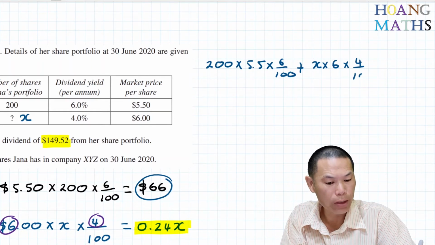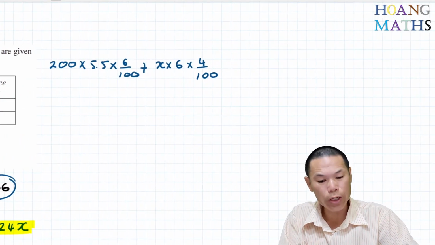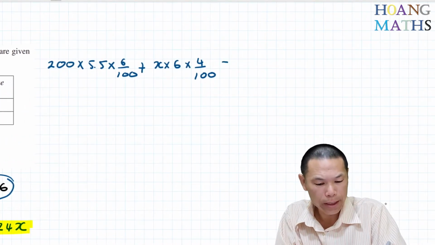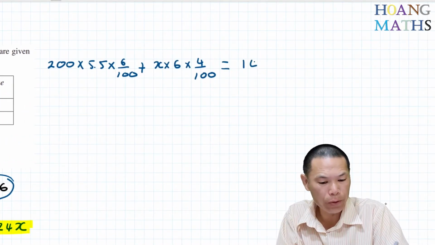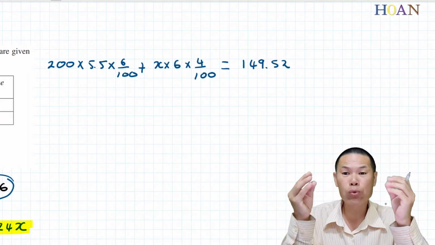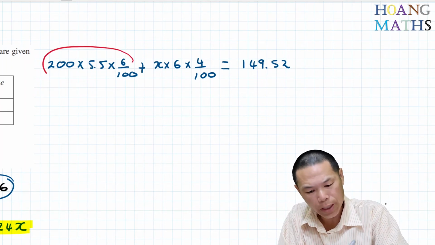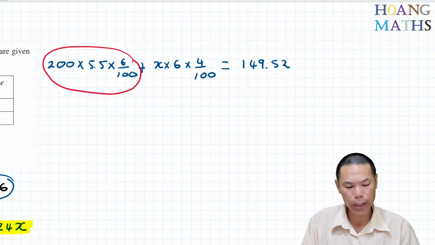That means 4 over 100. Okay? So that will give me $149.52. So now I just work it out by using the calculator first. So this one here, I just put that on a calculator.